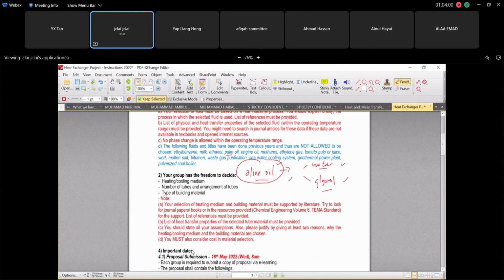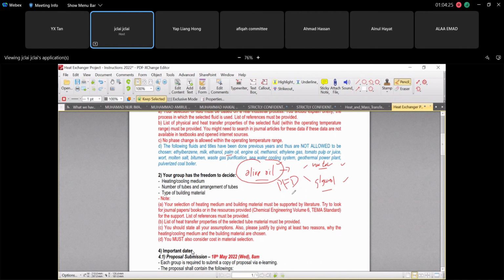Okay, you got the idea? But most importantly, we don't want you to create a scenario yourself. We want you to go and search for a real industrial process, a real industrial process with a PFD. You know what is PFD? Process flow diagram.